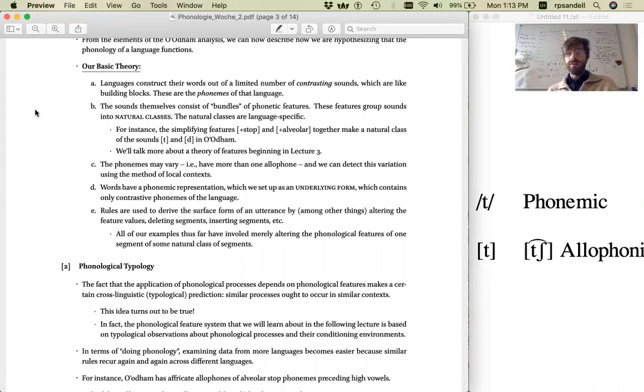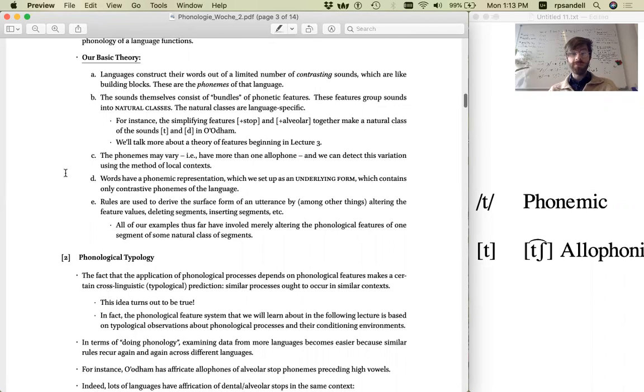So we just discussed what our basic theory of phonology looks like. We talked about how we're assuming that words consist essentially of phonemes, and languages have phonological rules that are then used to derive the non-contrastive allophones of those contrastive phonemes.